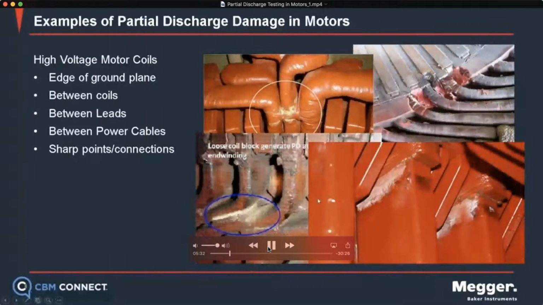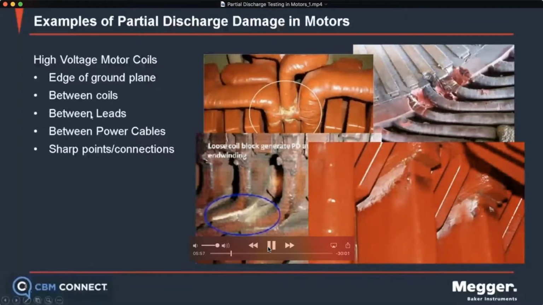evidence in the coil. This one in the upper right is from a traction motor that was operated on a VFD in a transit system, I believe in South Korea, and the partial discharge eventually blew out the insulation, and the motor ended up failing at the ground plane there at the edge of the iron core as well.